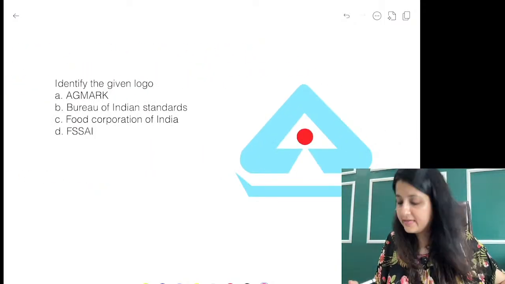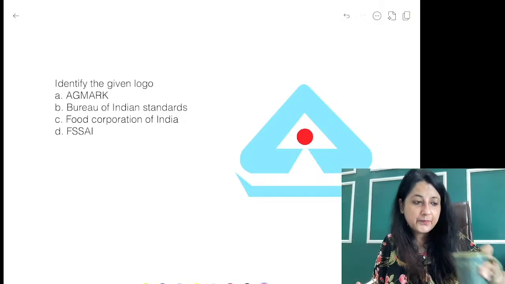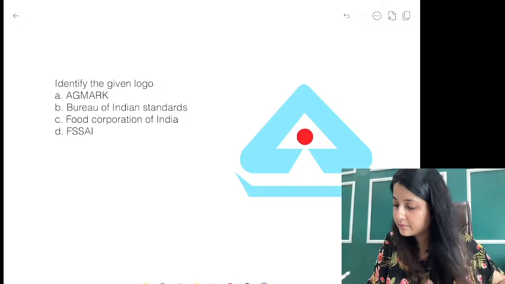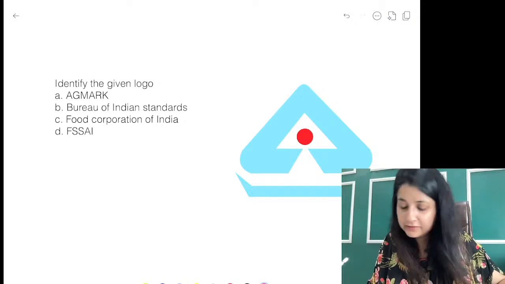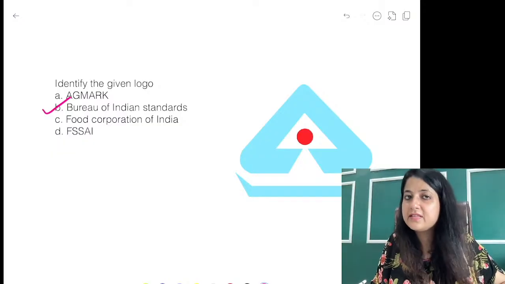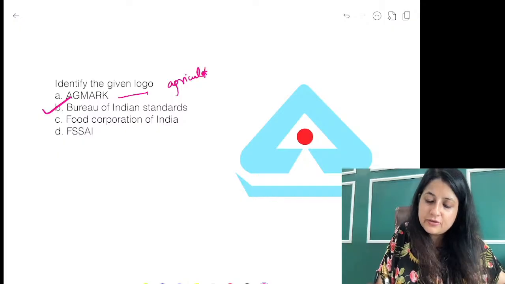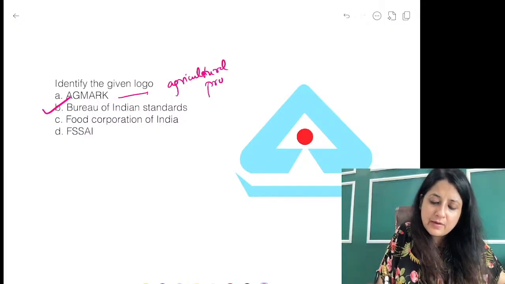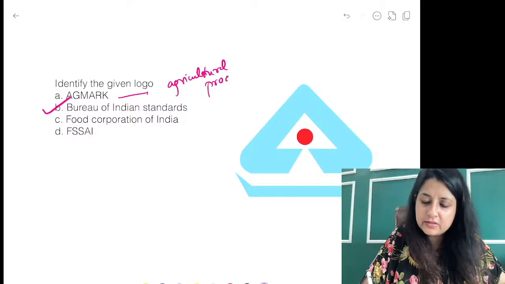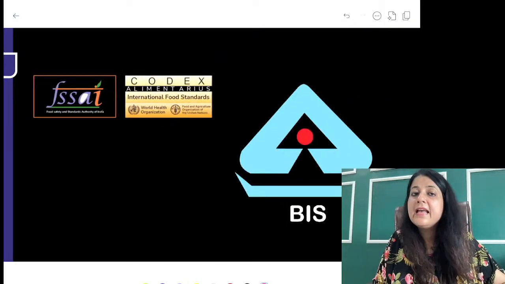Identify the logo. Already done. Can you tell me the answer? Good. Bureau of Indian Standards. Very good. Bureau of Indian Standards. AgMark is for agricultural product. Okay, AgMark is for agricultural product. We also have one Food Corporation India, that is not that important, but FSSAI is important, guys.